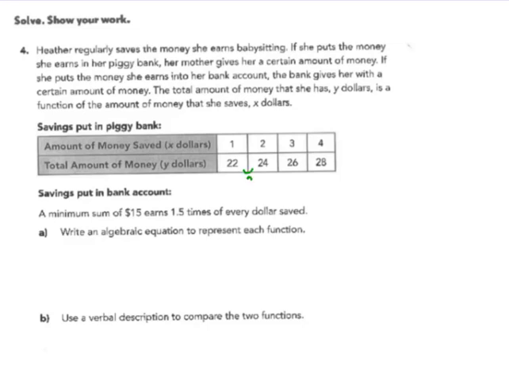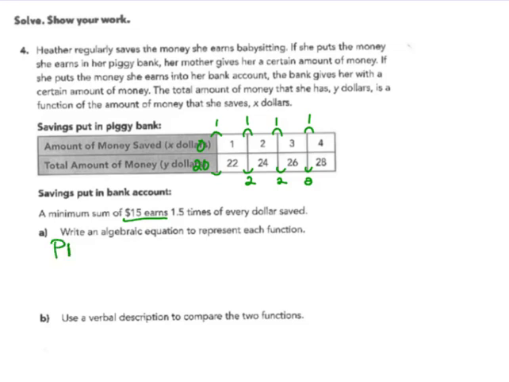Piggy bank going up by 2s and going up by 1s. So if I go down by 2 and down by 1, I'm at 0 and 20. So now I know my y-intercept there for piggy bank. And savings put in a bank account, the minimum sum is $15, and she earns $1.50 times every dollar that she saves. Write an algebraic equation to represent each function.